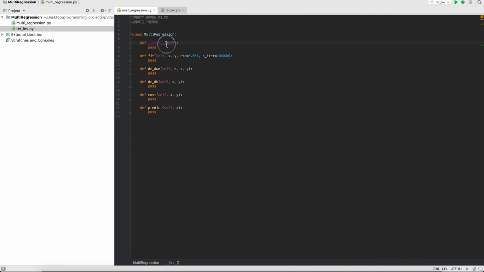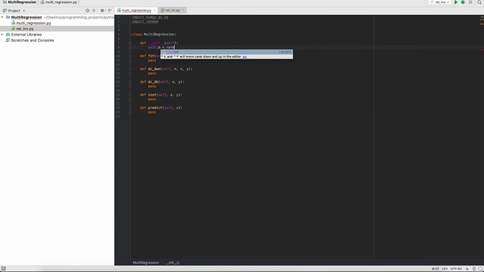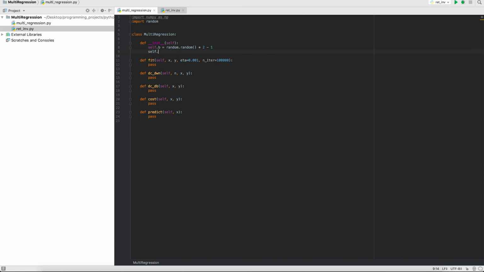Great, so in the initializer, we have to initialize the bias. We'll just do it how we did it in the linear regression: random times 2 minus 1, so that it gives us a random number between -1 and 1. And the weights. So let me just call this weights. Now, we cannot just have one weight. Remember that we must have multiple weights.